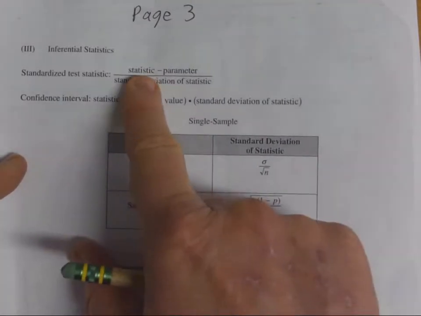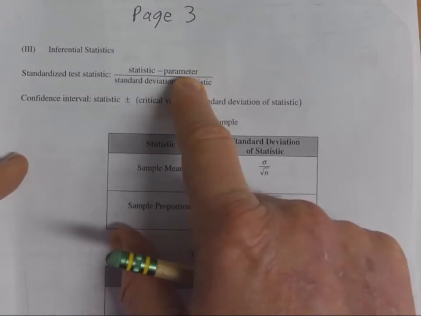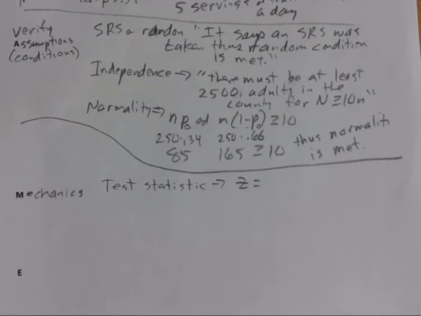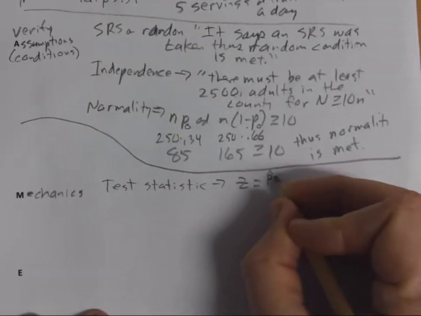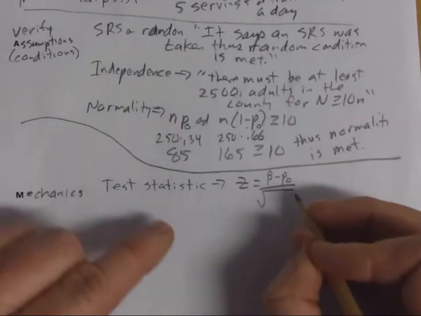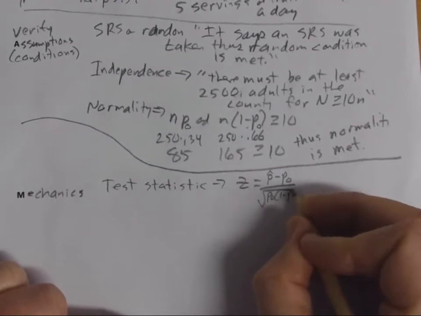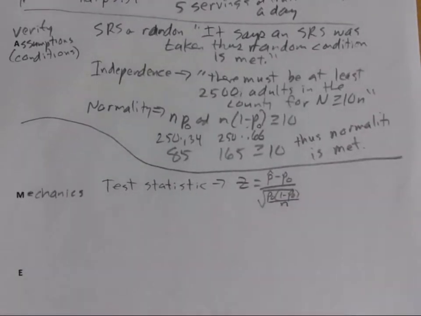So anyway, our statistic is going to be p hat. Our parameter is p. We don't know p. We're going to use p naught in its place. So let's write that out. And so this would be our p hat minus our hypothesized value over the square root of p naught times 1 minus p naught over n.